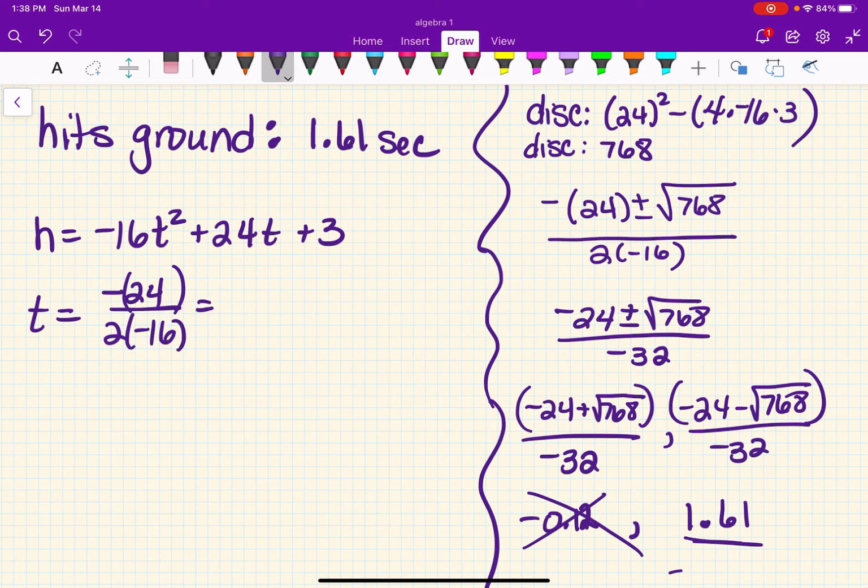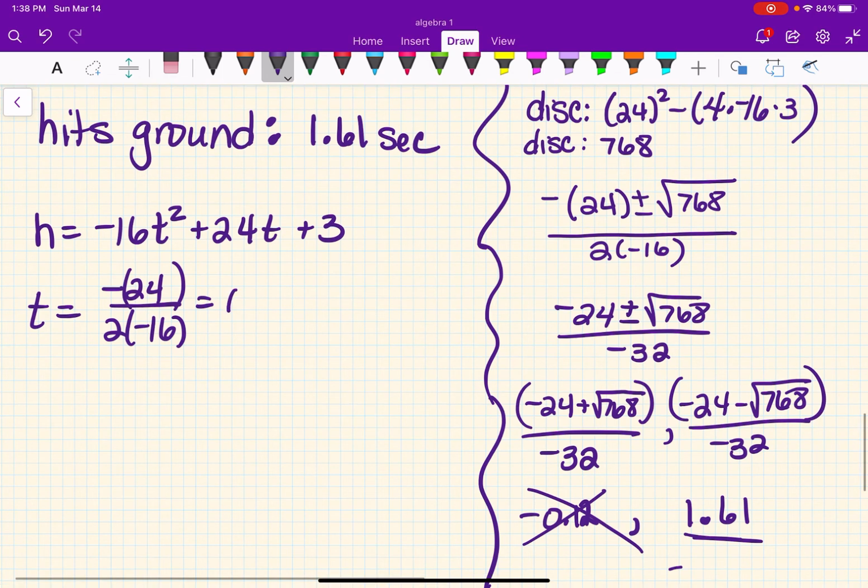I don't think it does. So negative 24 divided by negative 32. If you get a negative answer here, you did something wrong. Okay, it takes 3/4 of a second, or 75/100ths of a second, for it to reach its maximum height before gravity grabs it and pulls it back down.